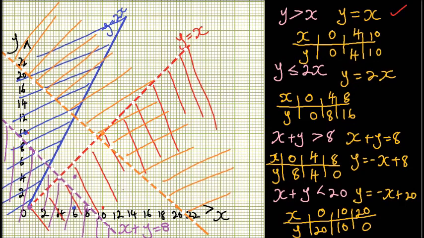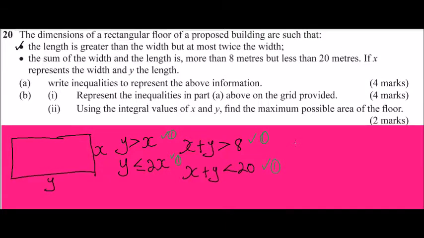So that is the question we were told to plot the graph of the linear inequalities that we came up with in part A. So we have done that. So let's go to the question again and see what is required. We have dealt with part B, Roman number 1. We have represented the inequalities in part A on the grid provided. Then we have part B. Using the integral values of x and y, find the maximum possible area of the floor.